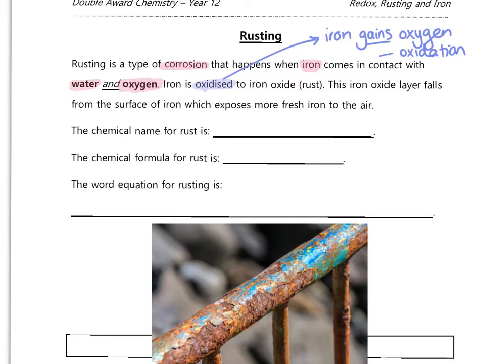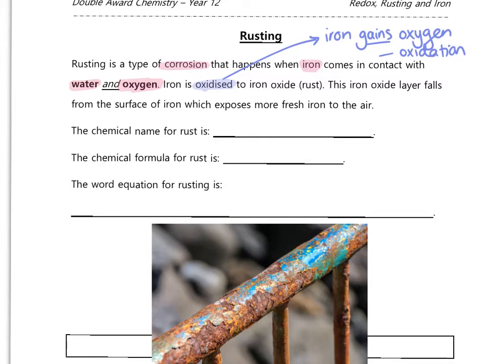Quite often the iron oxide will then fall off. It's a more brittle substance that will then fall off, and that exposes more iron, and when that gets in contact with the air and water, it will also rust, and you can see iron structures starting to wear away because you're forming this iron oxide which then falls away, and then the iron underneath it will react, form more iron oxide and fall away, and so on.